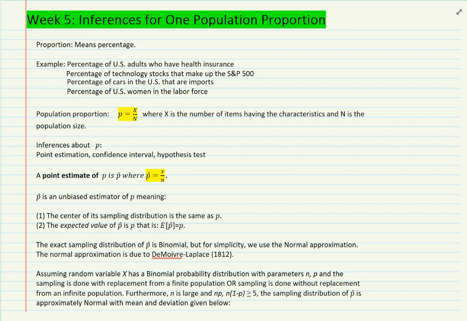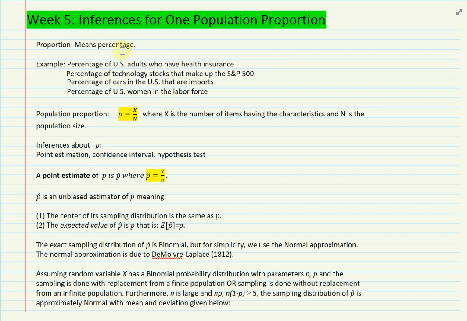In this lecture, we're going to continue on with inferences for one population parameter. Last week, we looked at inferences for one mean. And in this lecture, this week, week 5, we're going to take a look at inferences for one population proportion. Now, the word proportion here means percentage. So that's what that is.